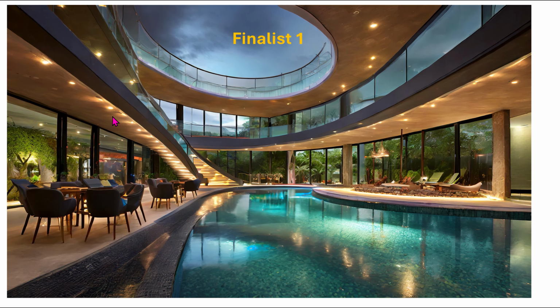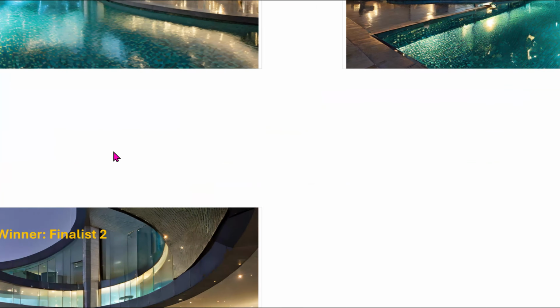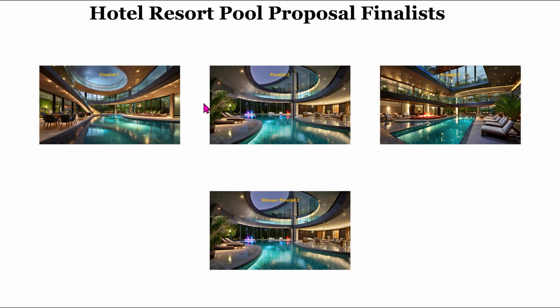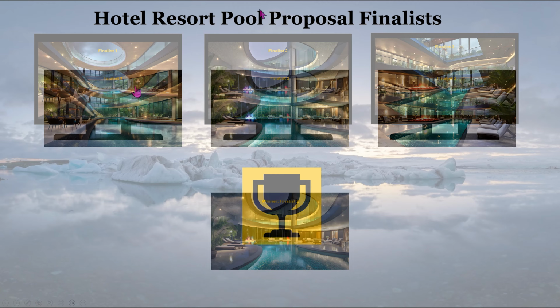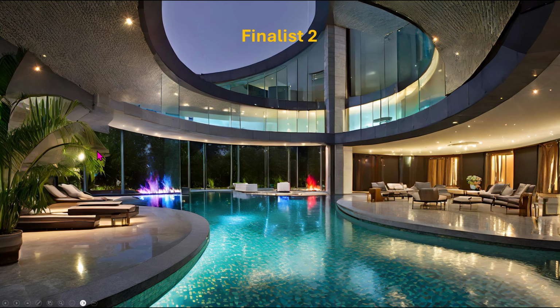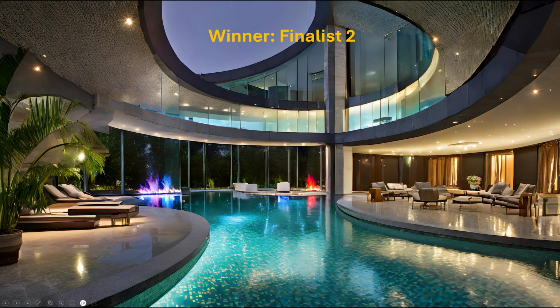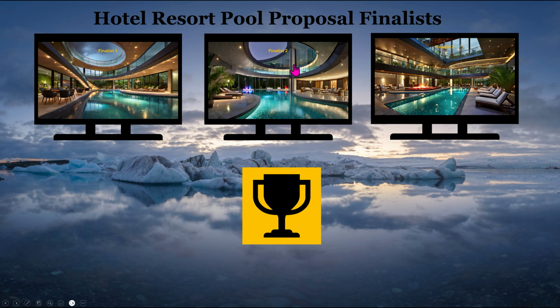In this version of a Prezi presentation, we click on finalist 1, and then it goes over to finalist 2, and then it goes to finalist 3, and then the winner, finalist 2. In this second version of a Prezi presentation, we click on finalist 1, and then it goes over to finalist 2, and then finalist 3, and then the grand reveal, which is the winner, finalist 2.